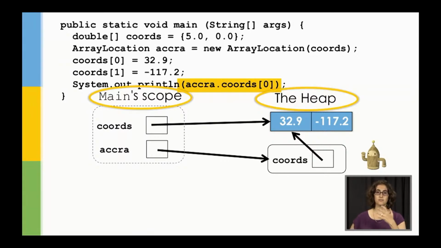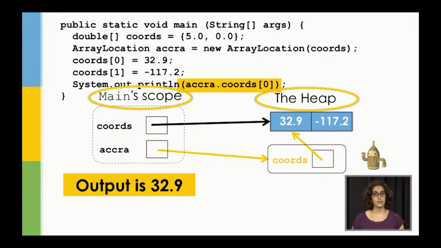But now, let's think about what happens when we print accra.coords, its value at index 0. And so when we think about that number, we need to find it by following the arrows. So we go to the variable accra, and it's got a reference. And so when we say accra.coords, we want to follow the reference from accra all the way over to its object and look at the variable in that object scope, coords. And that coords is also pointing to the same array that we had in the heap. And so notice that what we get output is 32.9.